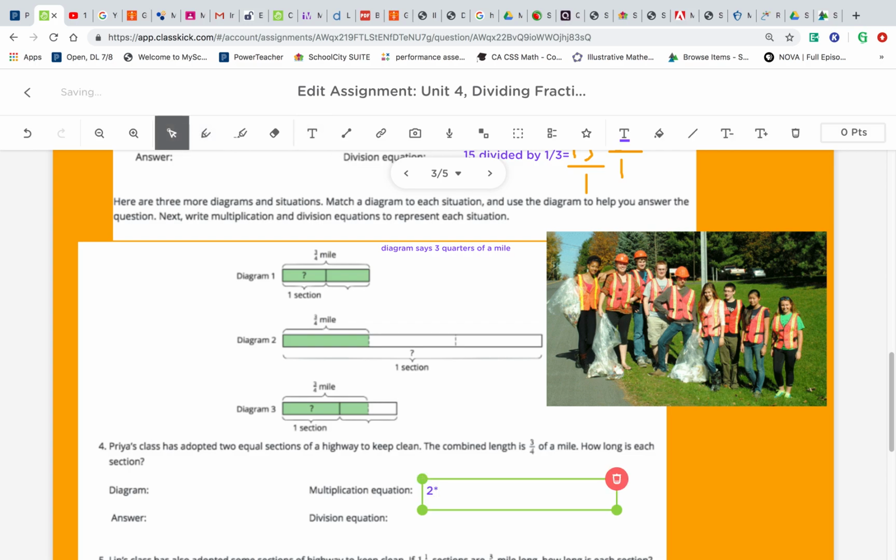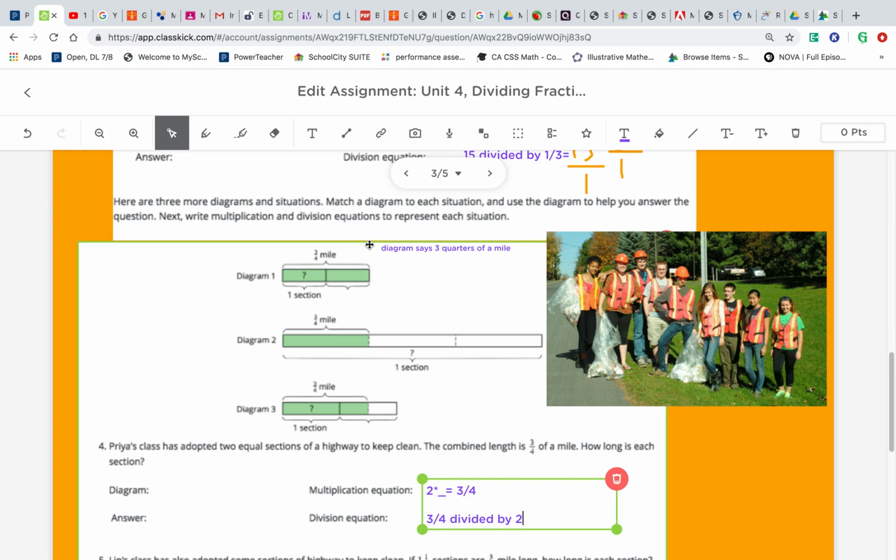2 times the unknown, and that's going to give you 3/4 of a mile, right? For the division equation, you can see you're taking 3/4 of a mile and splitting it into 2 parts. So you can say 3/4 of a mile divided by 2. And so we can see what that's going to be.